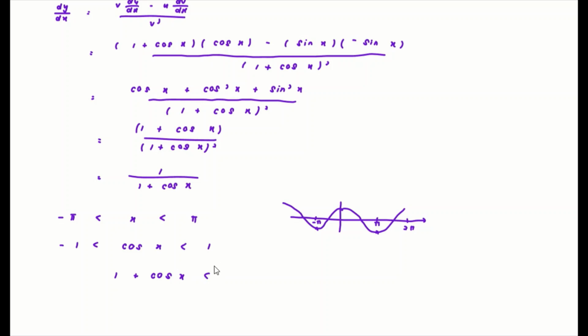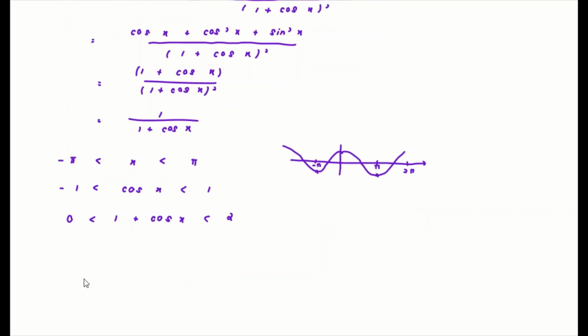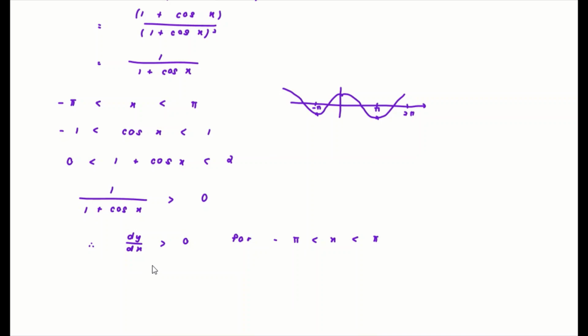After you add 1, what do you have? 1 plus 1, you get 2. Negative 1 plus 1, you get 0. So 1 plus cos x will always be a number between 0 and 2. So 1 over 1 plus cos x will definitely be a positive number. That is why dy/dx is greater than 0 for all x in the range. So it is increasing, and the gradient is positive. That is how we prove that.